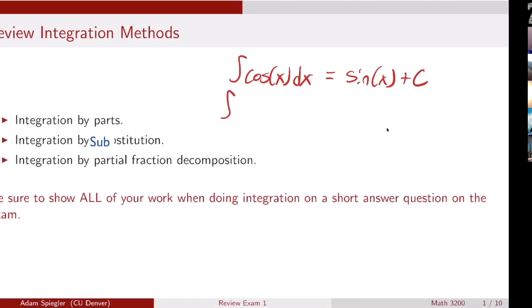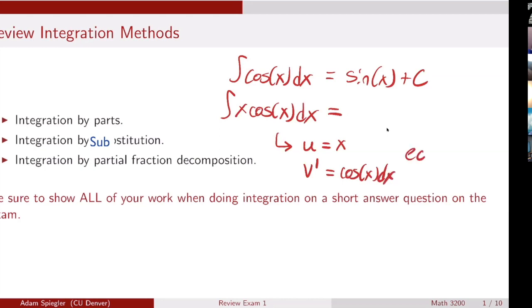If you're integrating something like this, and all I see is an answer, then you wouldn't earn any credit for that, just to be really clear. So what I'd like to see is, okay, I'm using, for example, integration by parts, and I'm going to set this equal to x, this equal to cosine x dx, and I want to see all of that stuff.